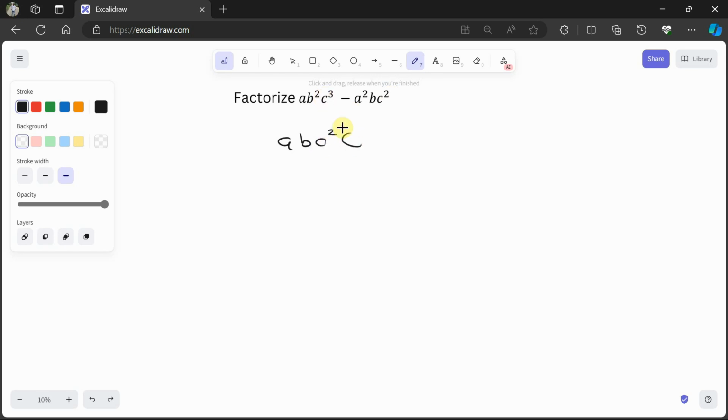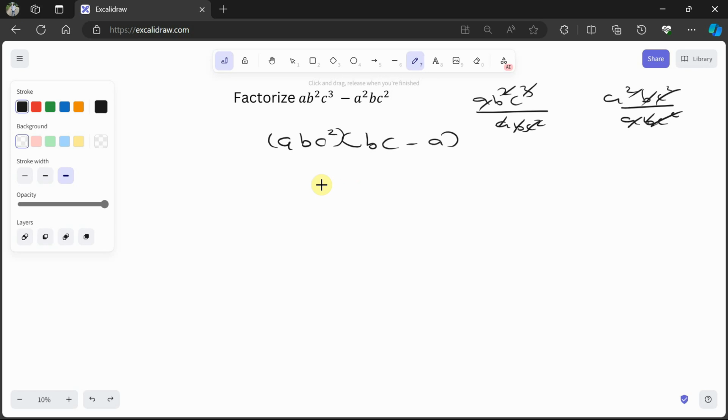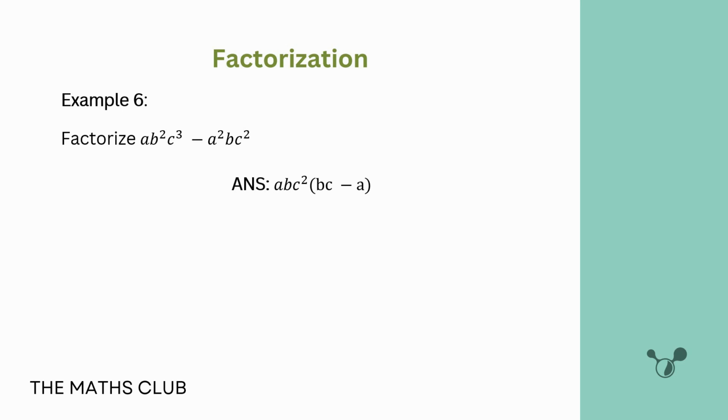So if I divide ab squared c cubed by abc squared, this will cancel 2 of these, so it's only one. This will cancel 1 of these, this will cancel this, so we'll be left with bc minus, and if I say a squared bc squared divided by abc squared, this will cancel this, this will cancel this, this will cancel one of them, so I'll be left with a. So therefore, we're trying to put them inside brackets. So this is one bracket and these are another brackets. So our answer is abc squared in one bracket and bc minus a in another bracket. This is as simple as it gets. Let's see if we are correct. So abc squared, bc minus a in another bracket.